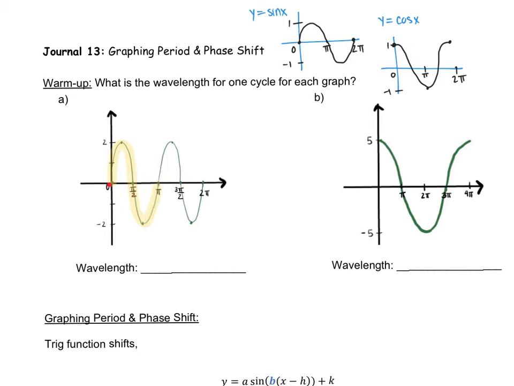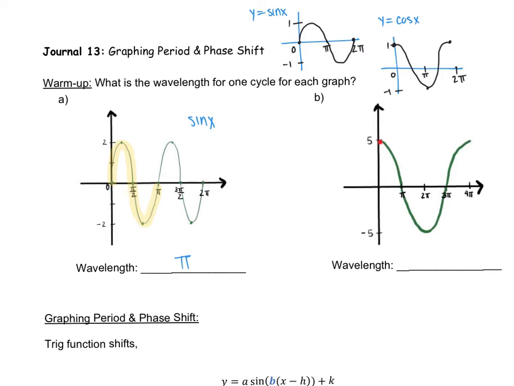It goes from 0 to pi to complete one cycle, and then it repeats again. So you can see that's another length of pi. So the wavelength here is about pi. And this one is a sine graph.